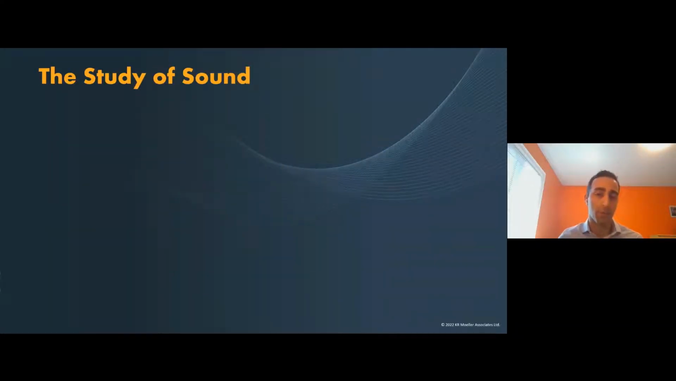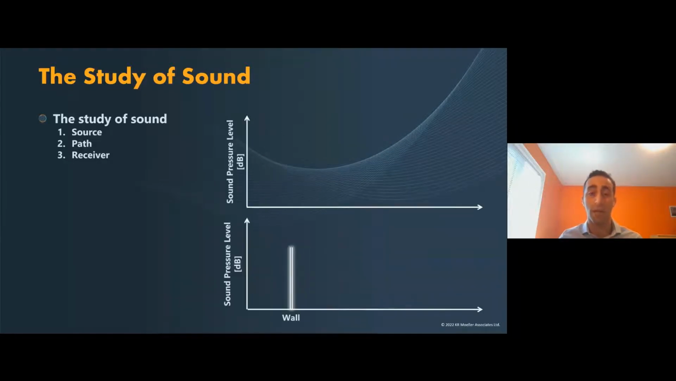We have to look back at first principles to understand why it's important to acknowledge this assumption. As it is generally introduced in acoustical courses, the study of sound has three parts: a source, a path of transmission, and a receiver. This is demonstrated in the following animations.